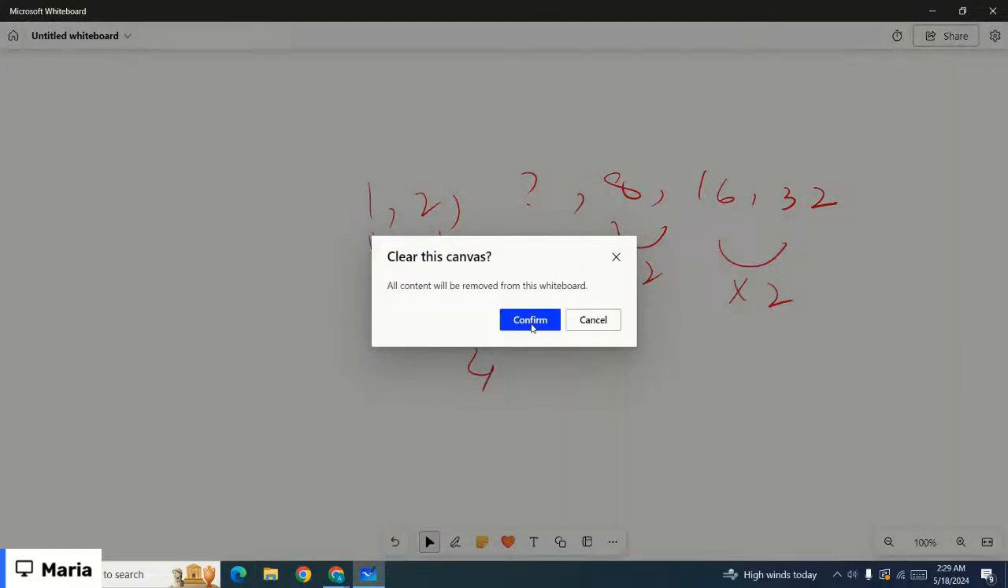So the next example is 1, 1, 2, 4, 7. You have to find the missing number. How do we find the missing number?